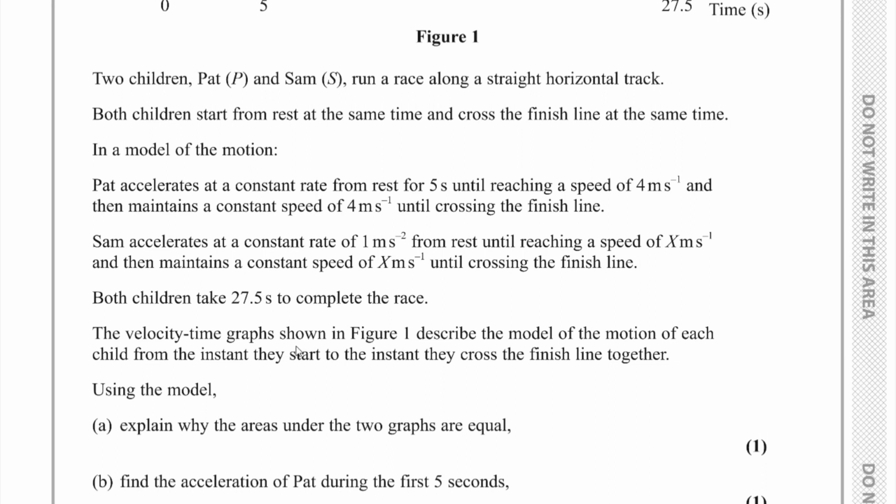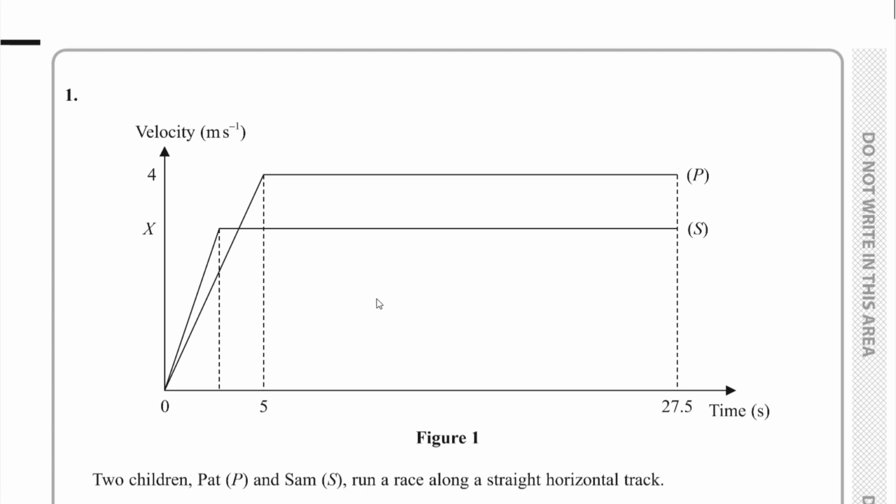The velocity time graph, shown in figure 1, describes the model of the motion of each child from the instant they start to the instant they cross the finish line together. And that's what we can see in figure 1 here.